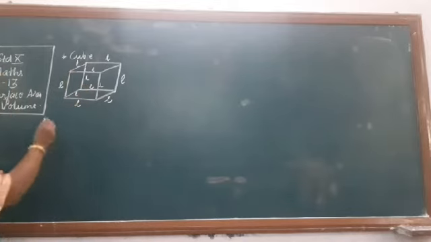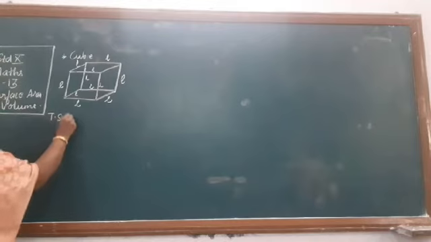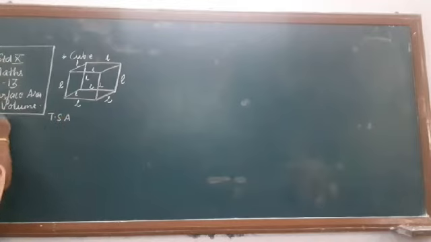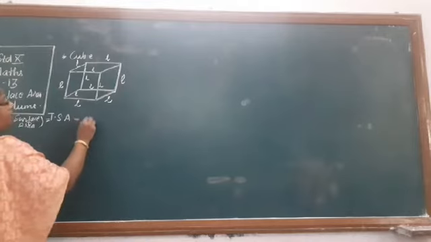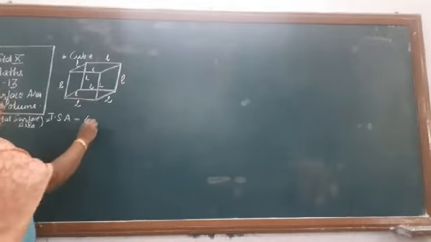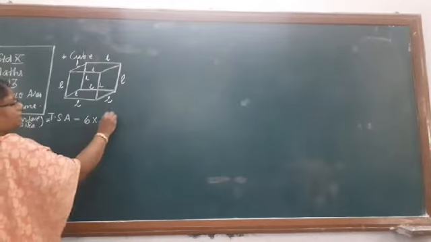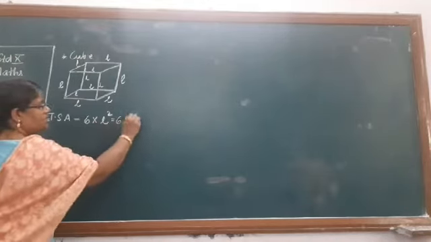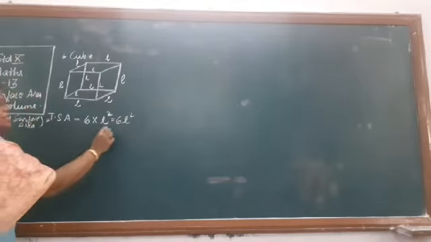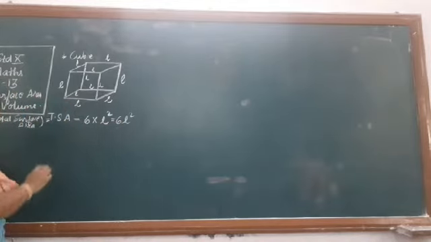Now if you are asked to find the total surface area which is represented by TSA. What is TSA? It is total surface area. Okay? Total surface area which is equal to TSA. If TSA of this cube is asked, then it will be 6 faces, and each face have the area L square. So total it will be 6L square. This is the total surface area of a cube. We are talking about a cube here.